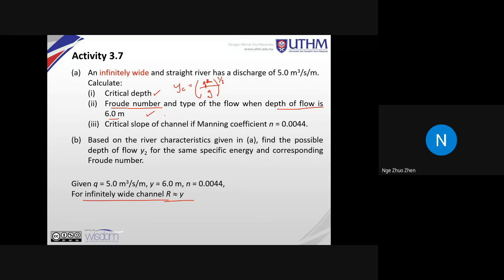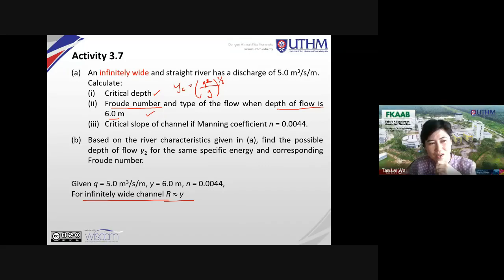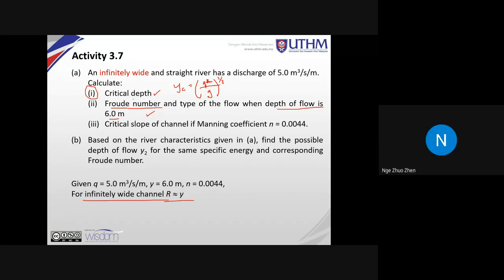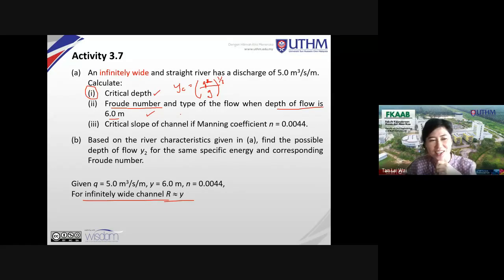Once again, the question: if the question asks to find the Froude number for item 1, how are you going to find it? I will use Fr equals Q over square root of g y cubed. All right, correct. And the expected answer will be Froude number equals 1.